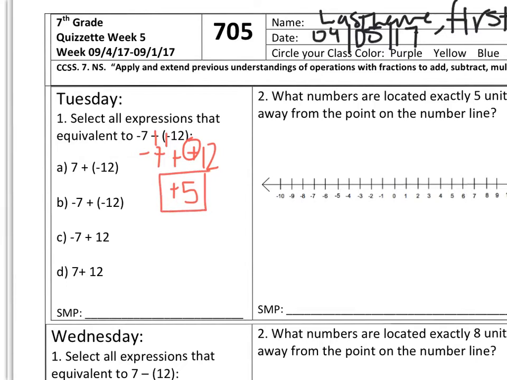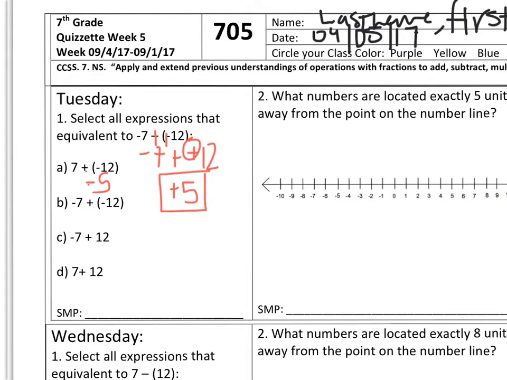Alright, so now we're trying to find an equivalent expression. What you have to do is solve all of these expressions. That's the easiest way for this. So 7 plus -12, these are different signs. Subtract them. This is equal to -5. Is -5 equal to +5? So again, we're trying to see if they're equal. +5 and -5, are those equal? No, they're not. So you already know that's not an equivalent expression.